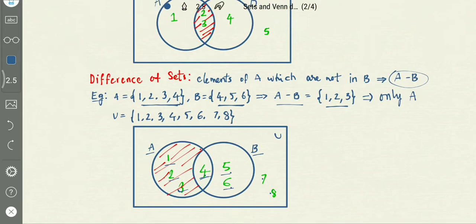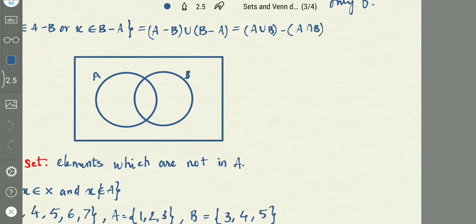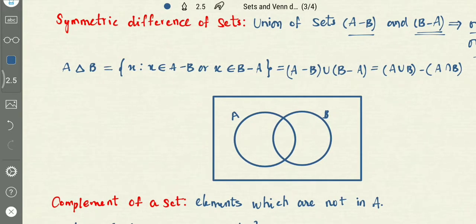Next one is symmetric difference. Union of sets A minus B and B minus A. What is A minus B? A minus B is only A, and what is B minus A? It is only B. It is also said as only A and only B. It is represented by A delta B.